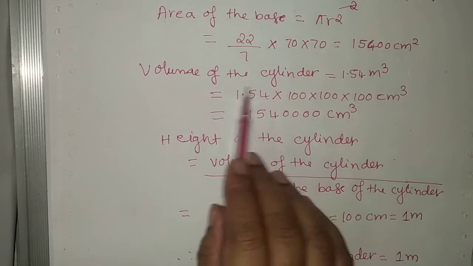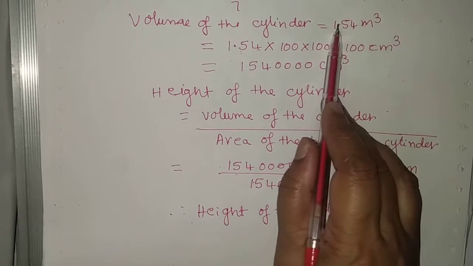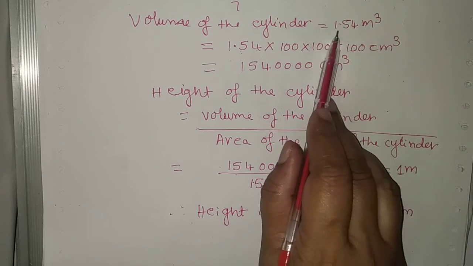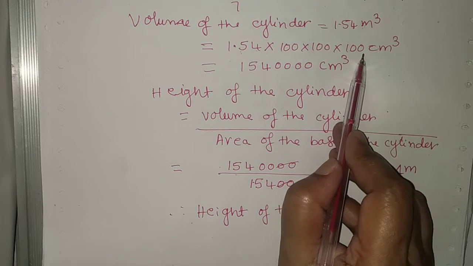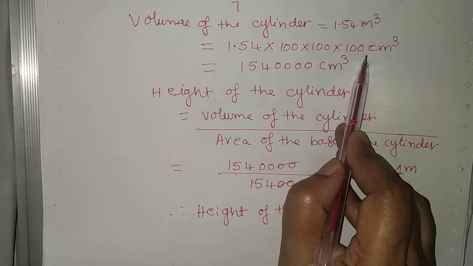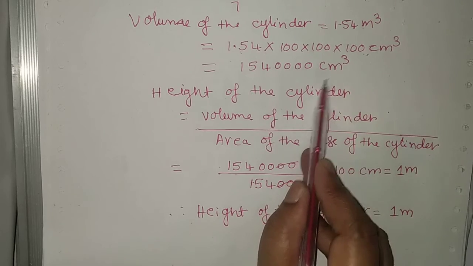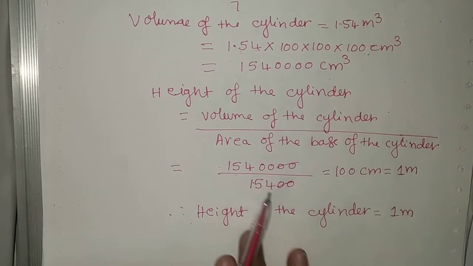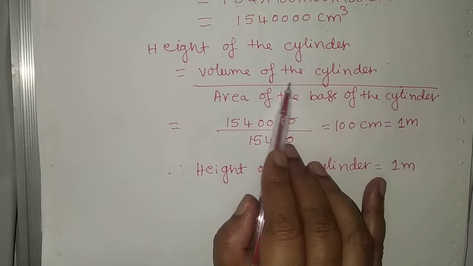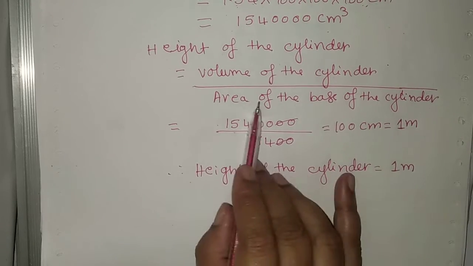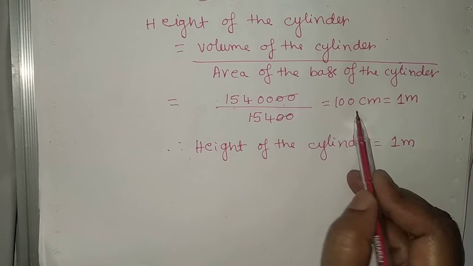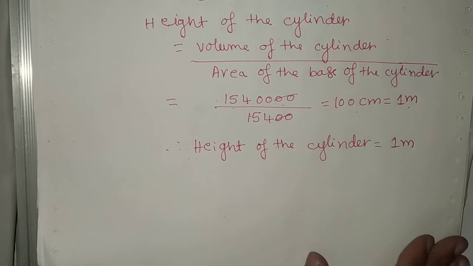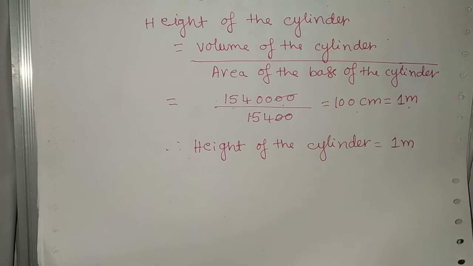15400 centimeter square. After this, the volume of the cylinder is given, that is 1.54 m cube. M cube is converted into centimeter cube by multiplying this by 10^6. Then we get the volume of the cylinder and the area of the base. So the height of the cylinder is given by the formula volume of the cylinder divided by area of the base of the cylinder. Now substitute the values, we will get 100 centimeters, which is 1 meter. Therefore, the height of the cylinder is 1 meter. So this is the fifth problem.